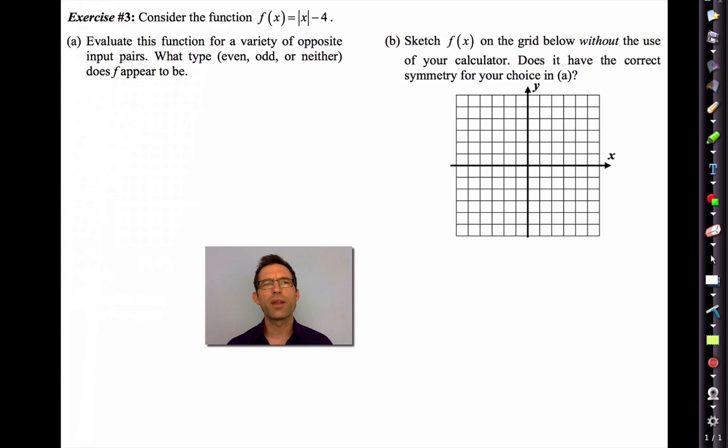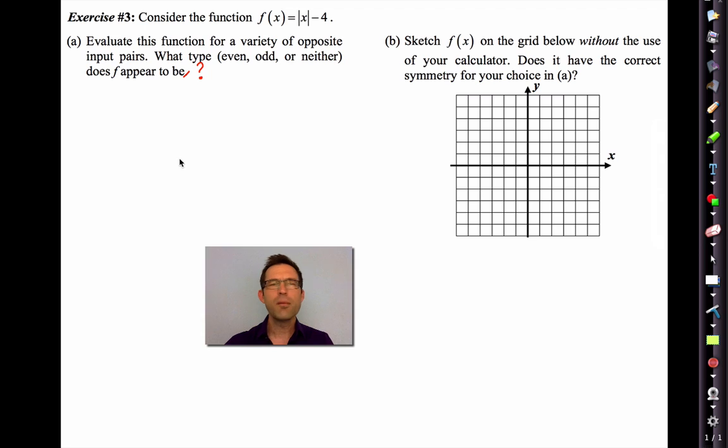So what I'd like to do now is just explore some various functions and try to figure out whether they're even or odd, and also look at that symmetry issue. So let's take a look at the function f of x equals absolute value of x minus 4. It says evaluate this function for a variety of opposite input pairs. Then, what type, even, odd, or neither, does f appear to be? Right? Is it even? Is it odd? Is it neither? There it is. All right, so let's experiment a little bit here.